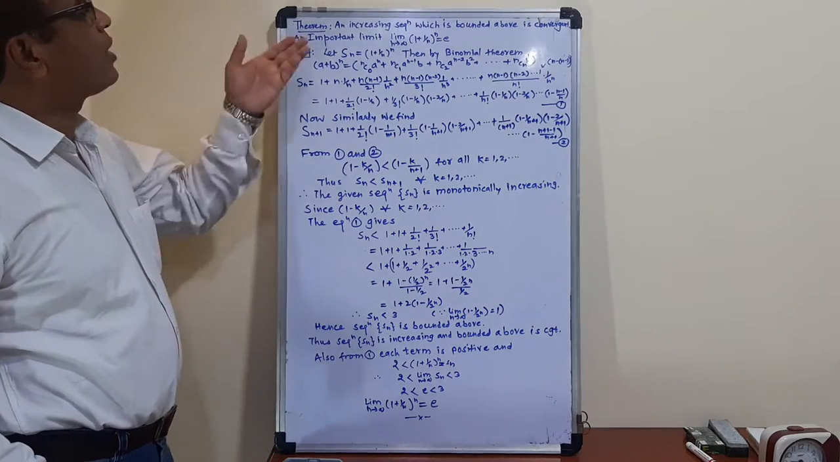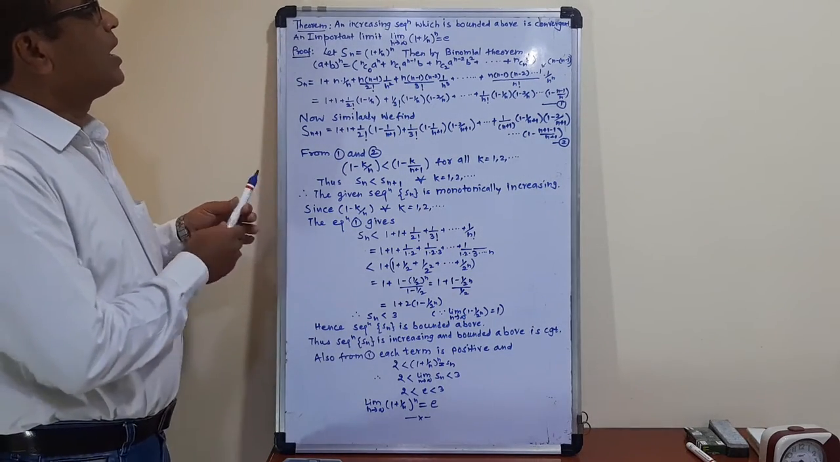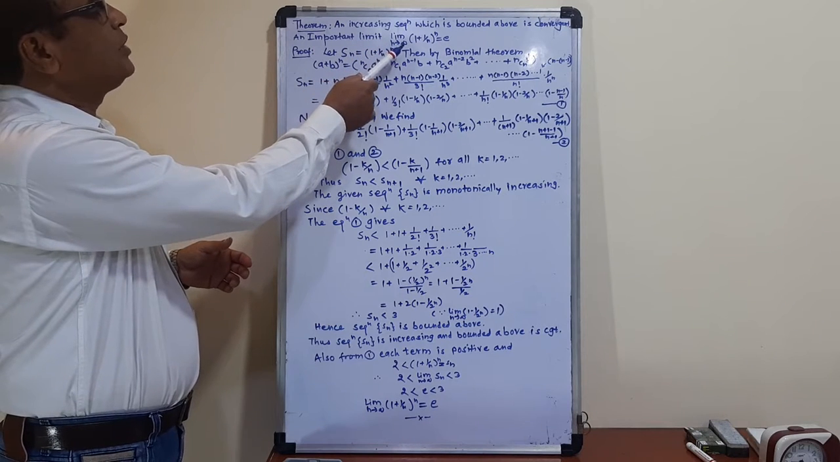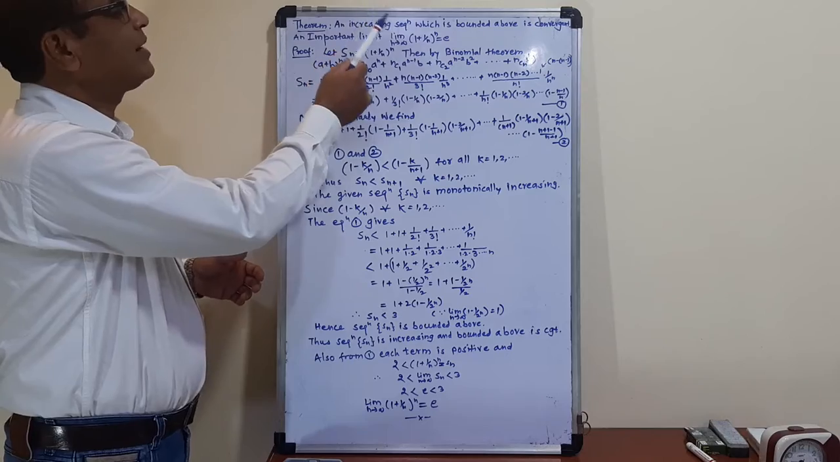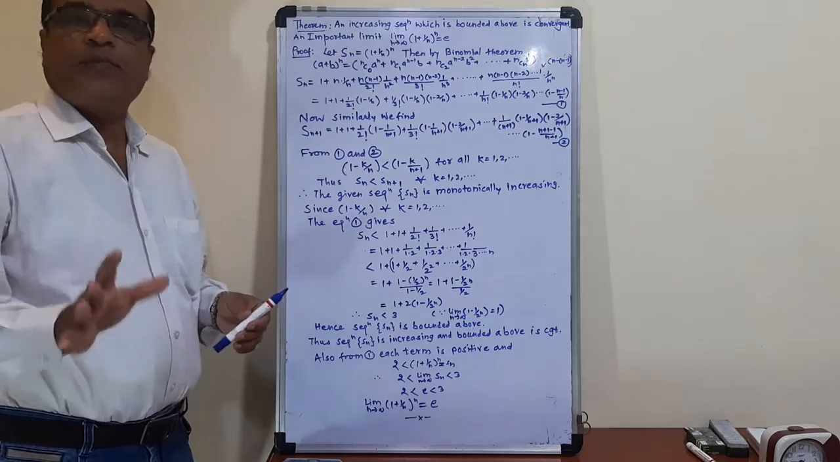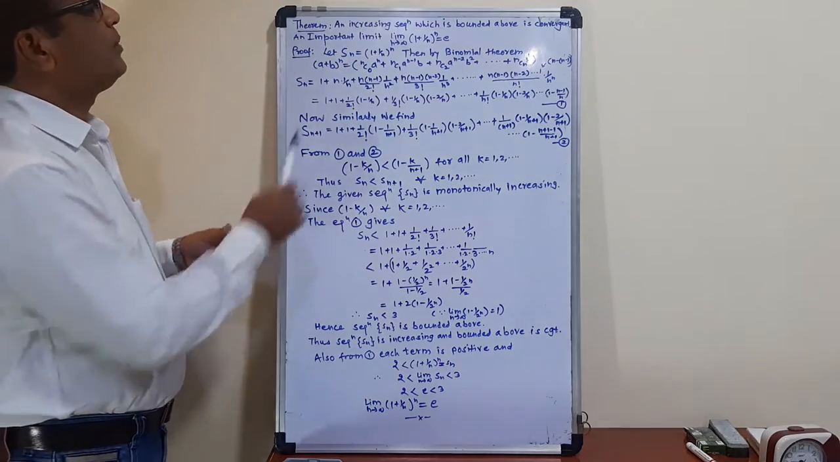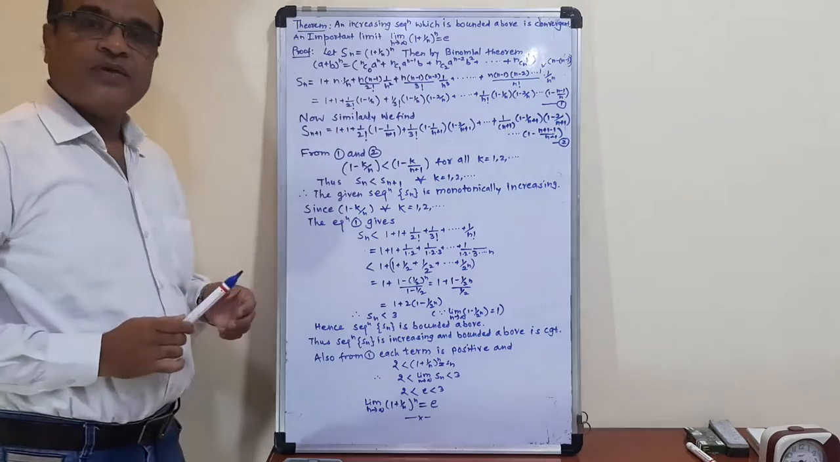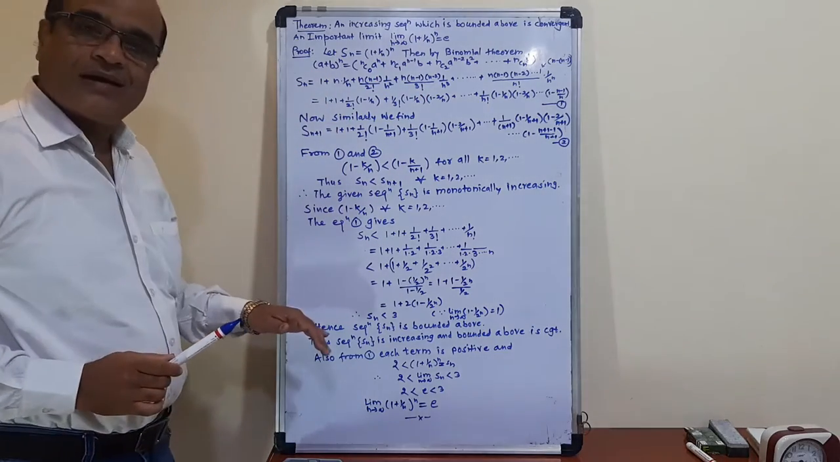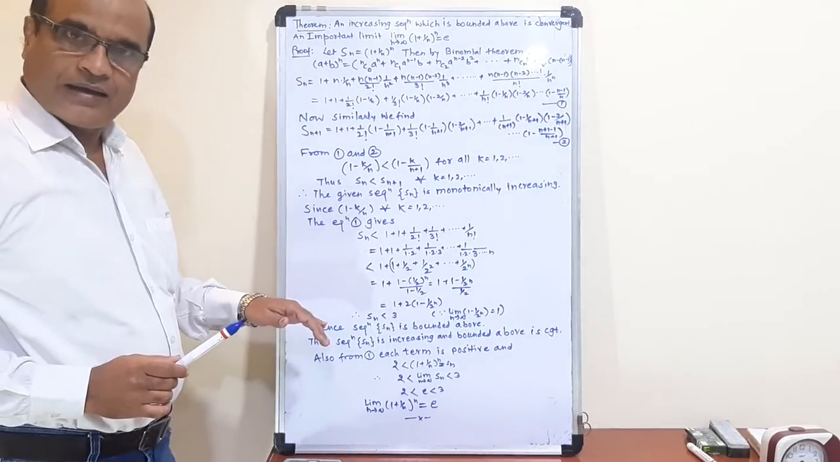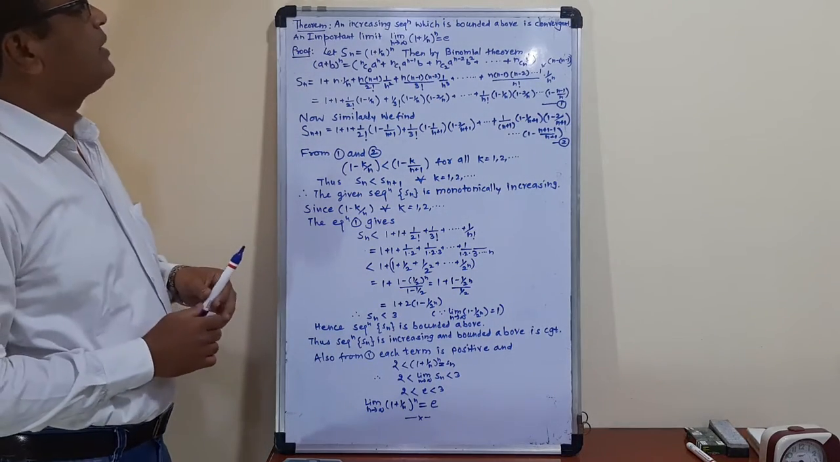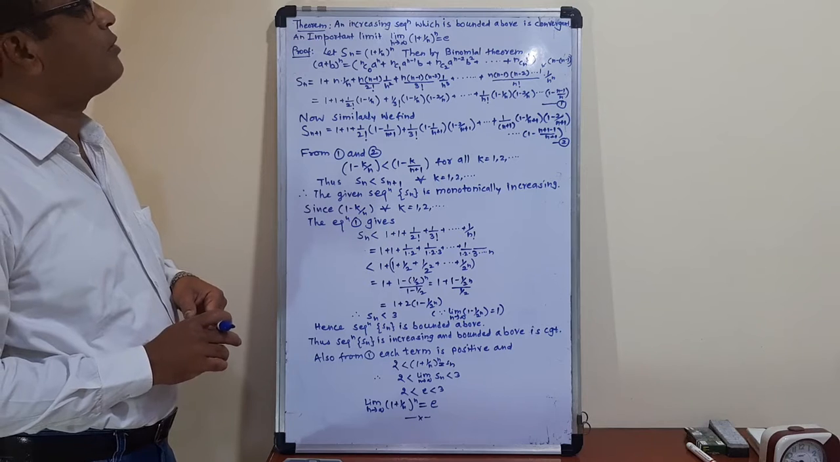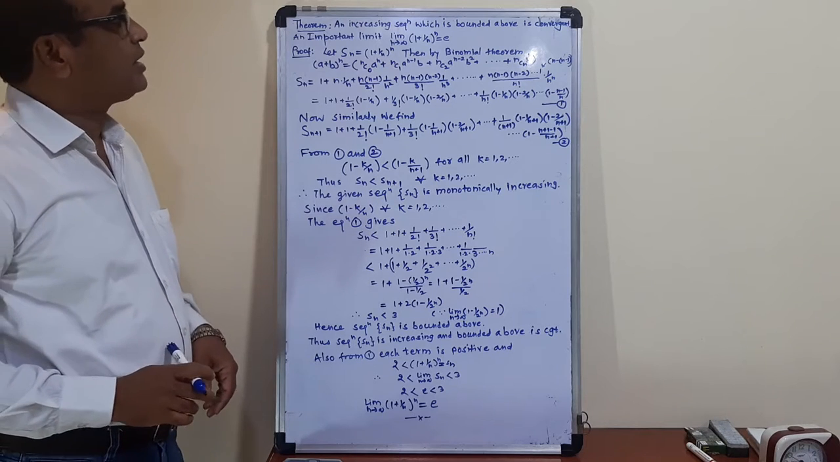So that is an important limit. Limit as n tends to infinity of (1 plus 1 upon n) raised to n is equal to e. So this is the important limit. So the limit of this is e. So we prove this example here and then prove the theorem: an increasing sequence which is bounded above is convergent.